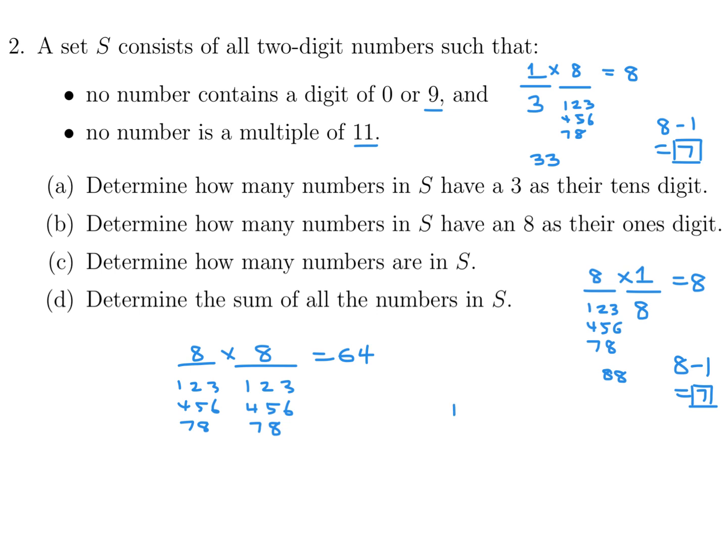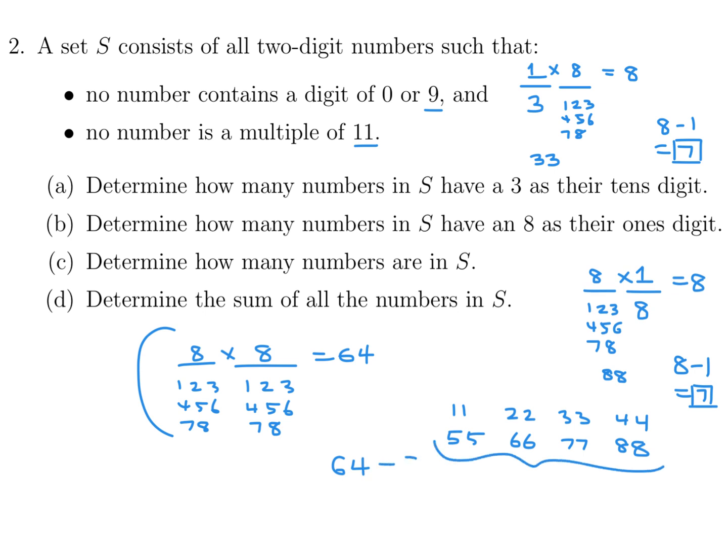So I have to get rid of 11, 12, 13, 14. Oops, sorry, what am I doing? Multiples of 11 are 11, 22, 33, 44, 55, 66, 77, 88. There's 99, but 99 is not going to be part of this because there's no 9. So of the 64, we have to get rid of these 8 guys. And when we do, that leaves me with 56. So 56 is the answer to part C.